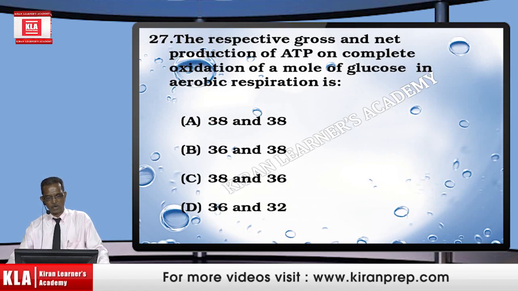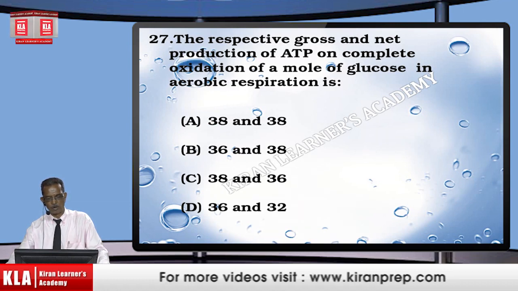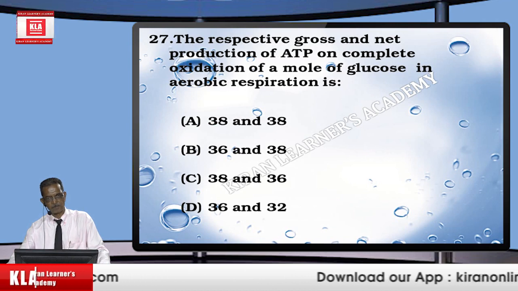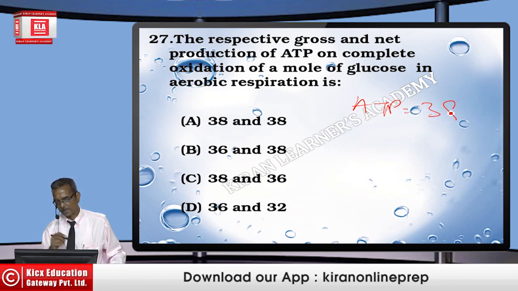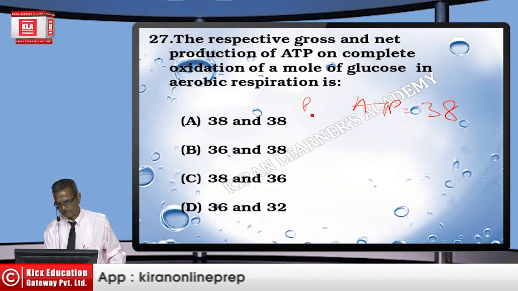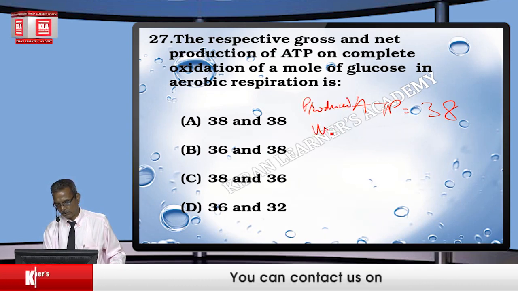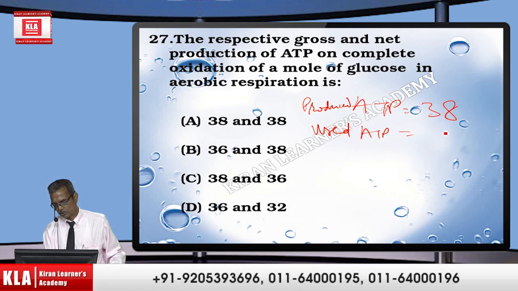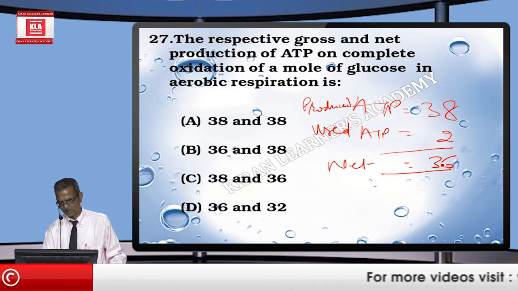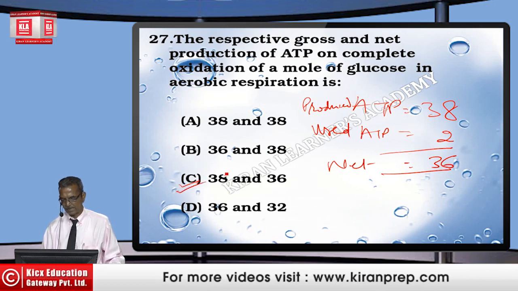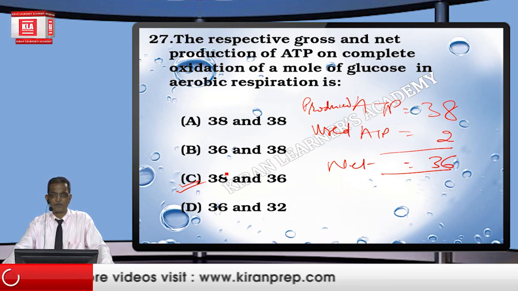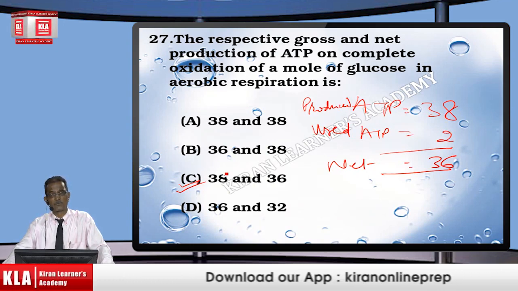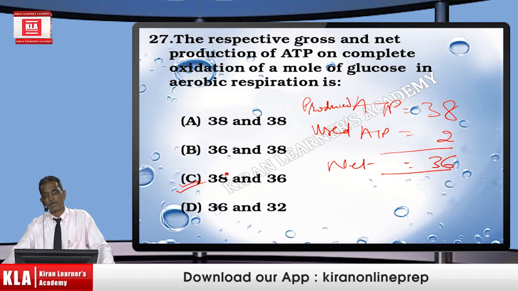Next. The respective gross and net production of ATP on complete oxidation of a mole of glucose in aerobic respiration is. Now if we look at the total number of ATP produced, it is 38. It produced 38 and used 2, so the net is 36, and hence option C is the correct one. The total number of ATP produced is 38, while 36 is the net production, as 2 have been used up during the process of cellular respiration from a mole of glucose to carbon dioxide and water.